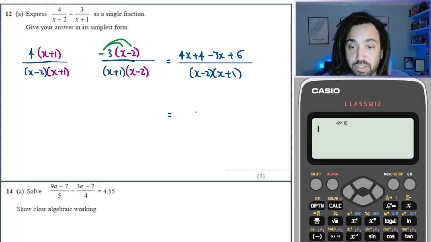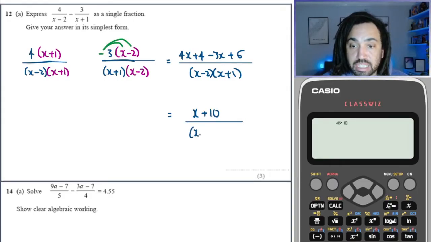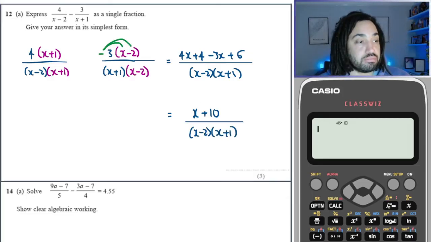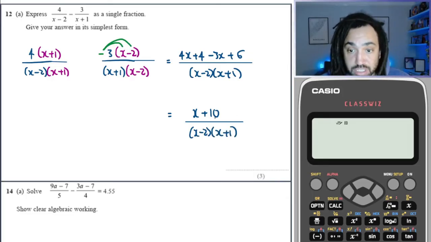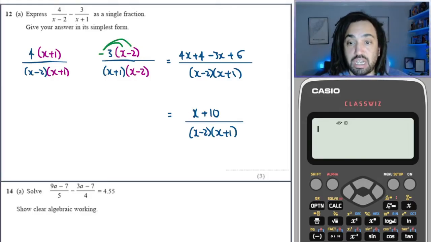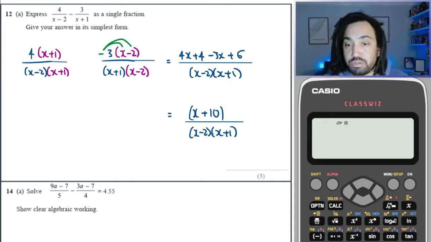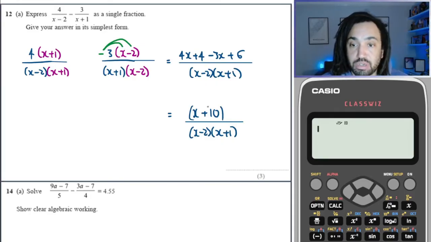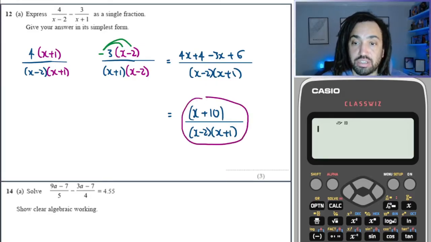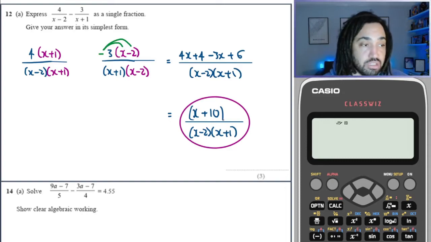Okay, now we can simplify the numerator. 4x minus 3x is 1x, and 4 plus 6 is 10. And that's all over x minus 1, x plus 1. Now, we check the numerator. Can we factorise the numerator? No, we can't. And is this x plus 10 also on the bottom? No, it's not. So we can't simplify anymore. So that is done. Because if you can't factorise, you can't simplify.